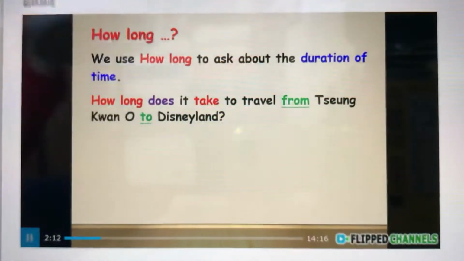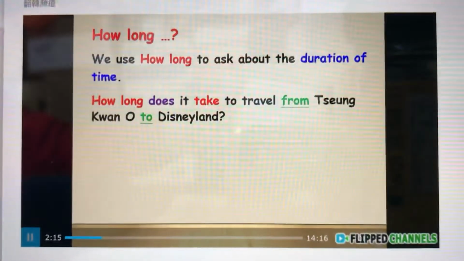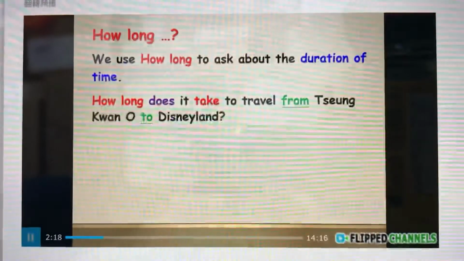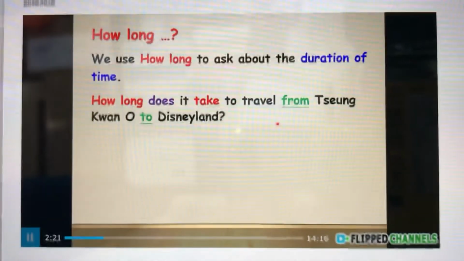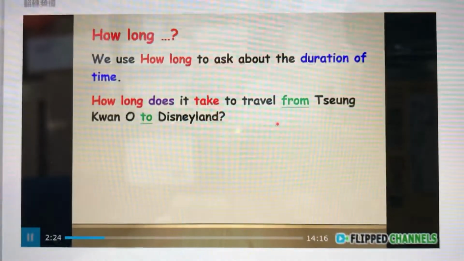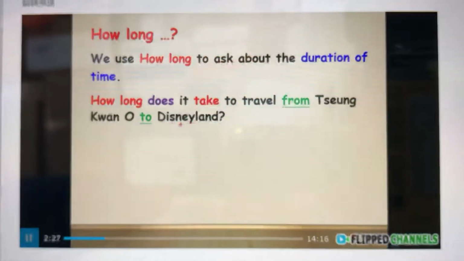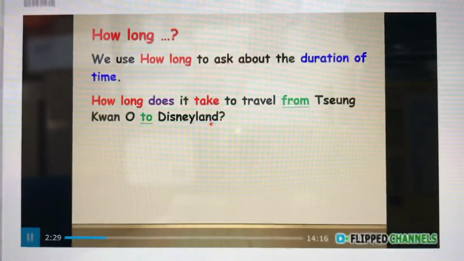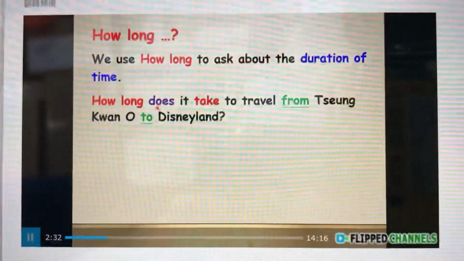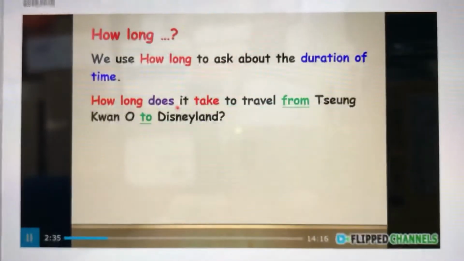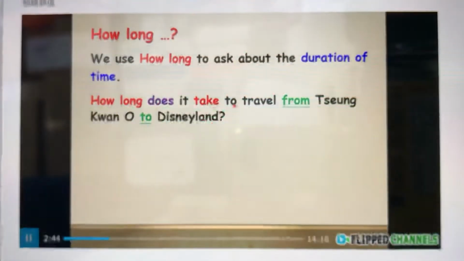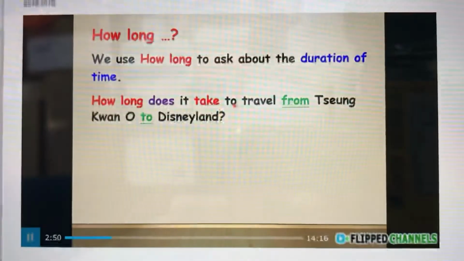Let's look at the second question. How long does it take to travel from Cheung-Kwan-O to Disneyland? Boys and girls, what are the two places here? Very good. That is Cheung-Kwan-O and Disneyland. What is the question word here? How long? How do we know that it is a present tense? We use does here. And what is the verb for this question? Yes, take. What prepositions are we going to use to link up those two places together? Very good, from and to.